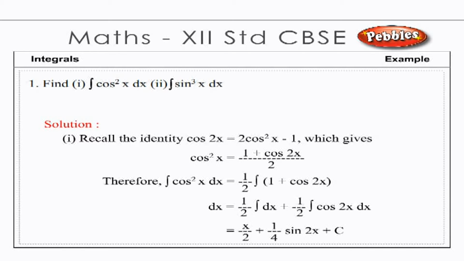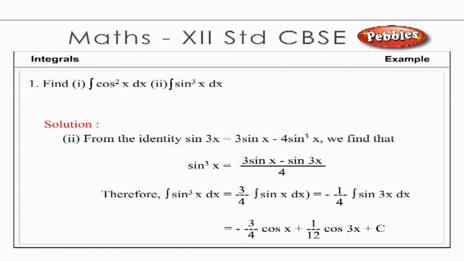Solution. Subdivision 1. Recall the identity cos 2x is equal to 2 cos square x minus 1, which gives cos square x is equal to (1 plus cos 2x) by 2. Therefore, integral cos square x into dx is equal to 1 by 2 into integral (1 plus cos 2x) into dx, which is equal to 1 by 2 into integral dx plus 1 by 2 into integral cos 2x dx, which is equal to x by 2 plus 1 by 4 into sin 2x plus c.